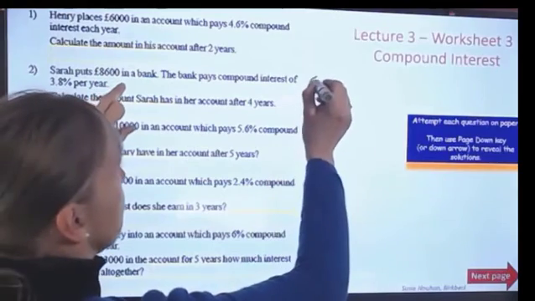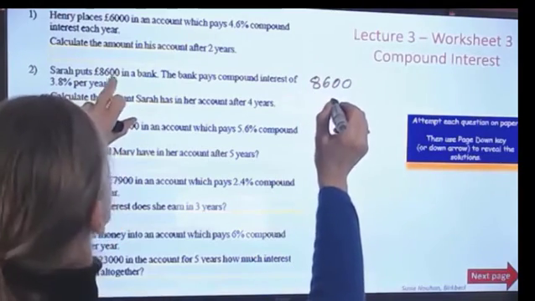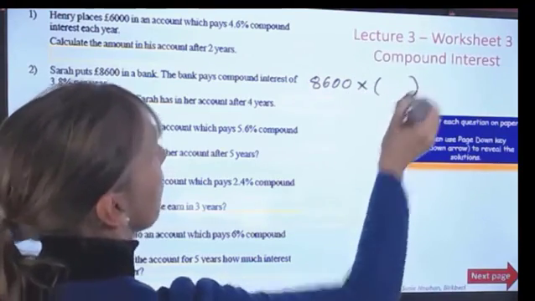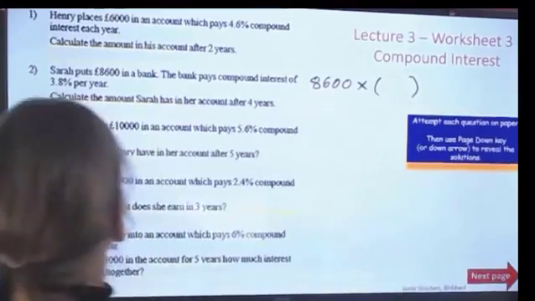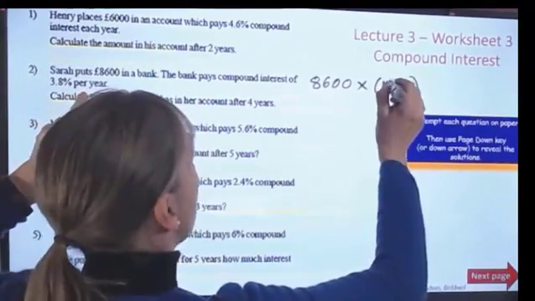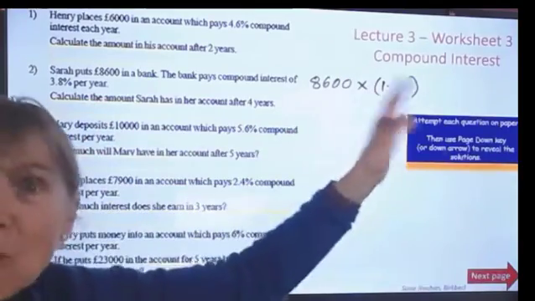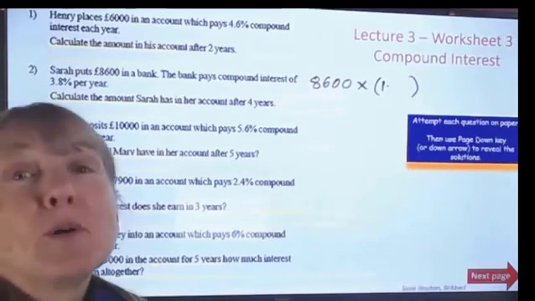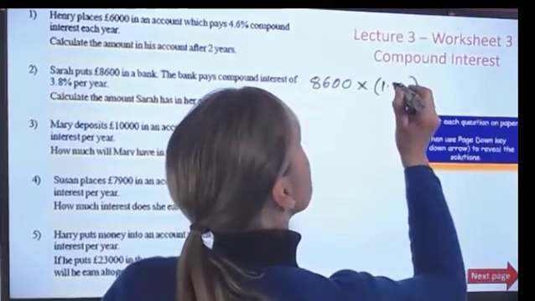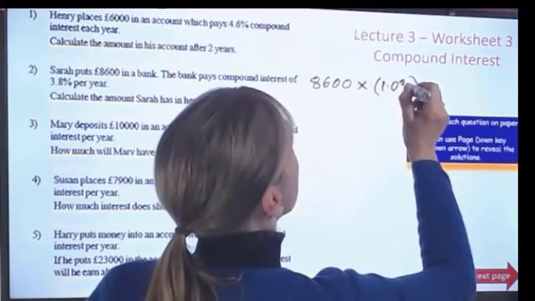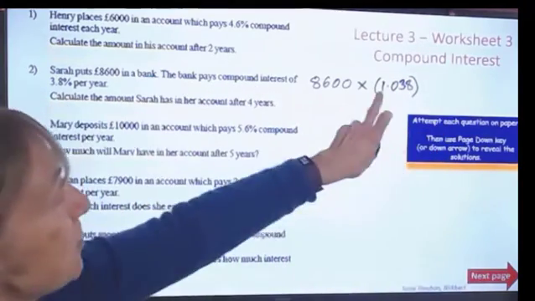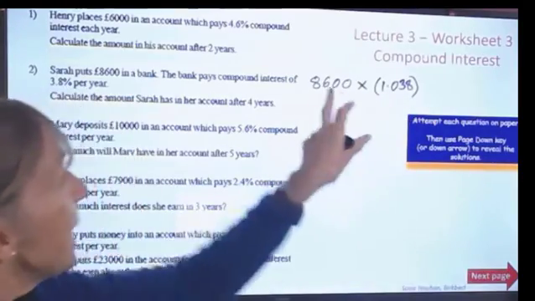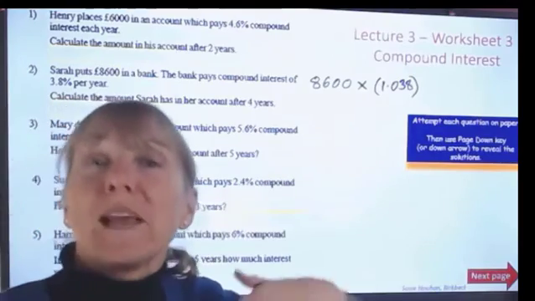Her principal is 8,600, and we need to multiply that, I'm going to put it in brackets, you don't have to, by a compounding factor of 1 point. Just like before, we need the 1 point to keep the principal amount, and we need to add 3.8%. So multiplying by that will add 3.8% to 8,600. So that's what will happen at the end of the first year.